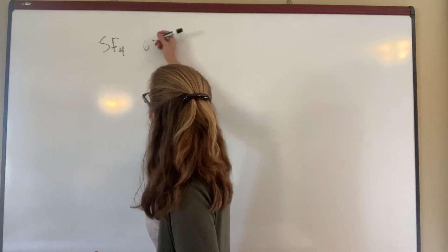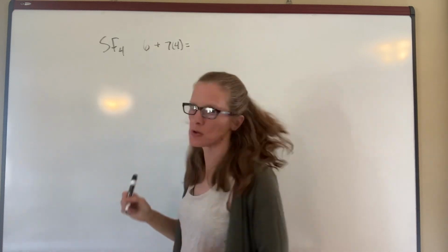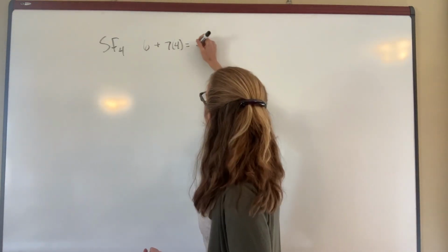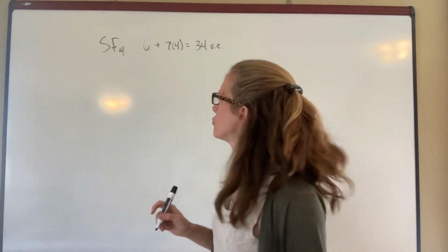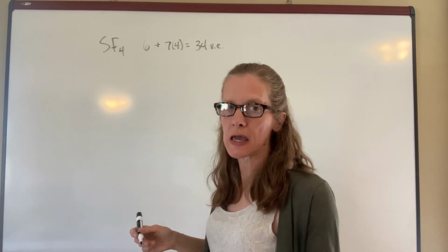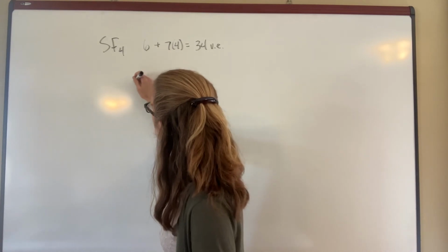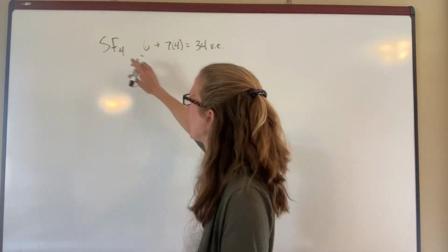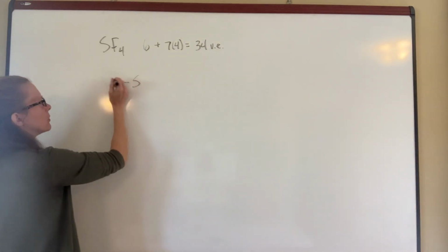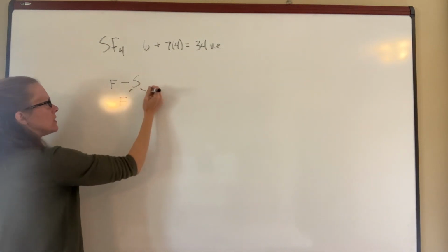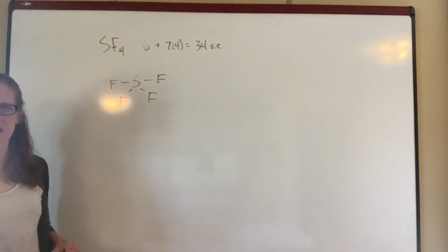Sulfur has 6 valence electrons. Each fluorine has 7, and there are 4 of them, so that gives me 28 plus 6, which is 34 valence electrons. So how am I going to go about drawing that? We choose the central atom because of symmetry and because of electronegativity both. Sulfur is going to be our choice. I'm going to single bond everything else to this sulfur atom. So I'm going to have 1 fluorine, 2, 3, 4 fluorines. So that's 2, 4, 6, 8.